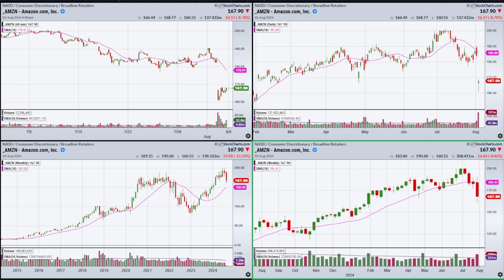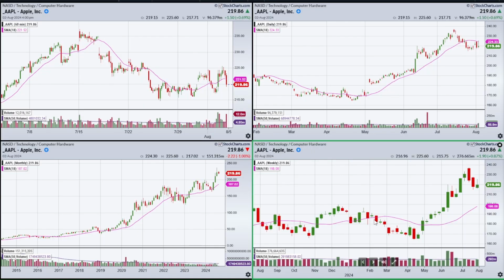But we're looking for sort of an ABC retracement, and then the rebreak of the 18 is oftentimes a new signal to the downside. So just using this one simple moving average would have been incredibly helpful. Now let's take a quick look at Apple in the same regard.